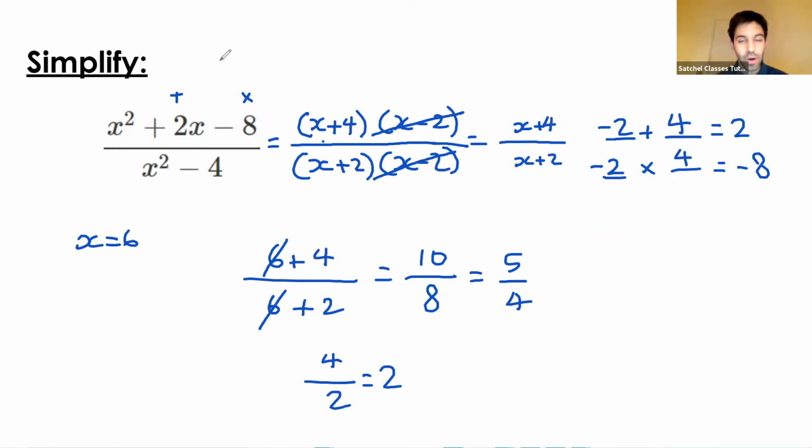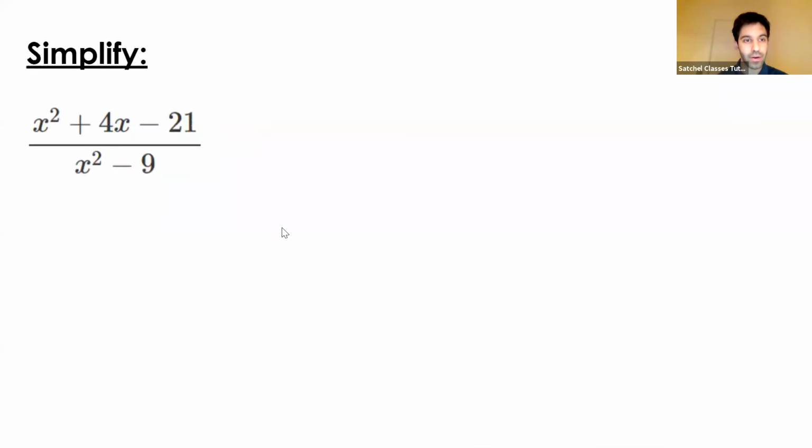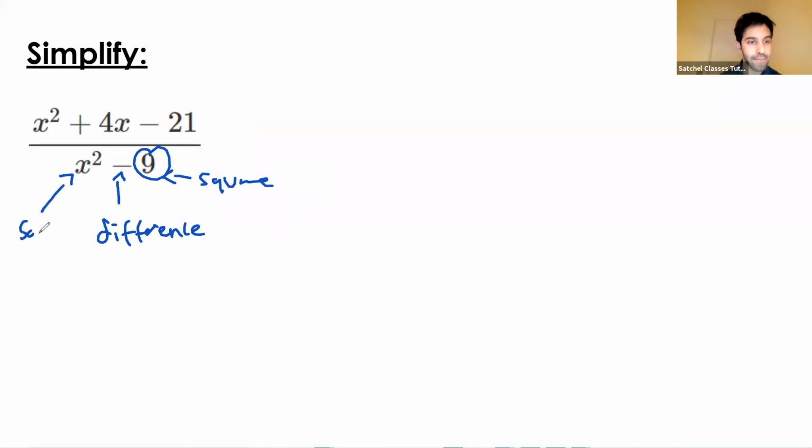All right, so let's do another example. If I just clear all the drawings. So moving on. Now we have x squared plus 4x minus 21 over x squared minus 9. Again, have a look at this problem and think to yourself, do I have the difference? Yes. So this is the difference. I'm subtracting. Do I have square numbers? Well, 9 is a square number, and x squared is a square. So this problem is the difference of two squares.